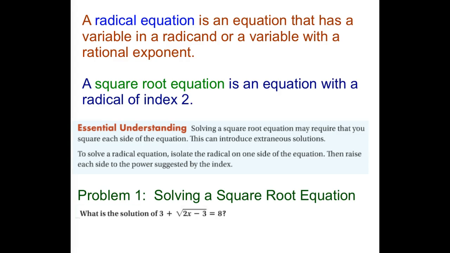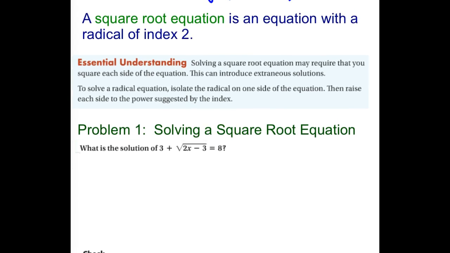It says a radical equation is an equation that has a variable in a radicand or a variable with a rational exponent. Okay, so again, there's a variable inside your square root symbol, or you have x to some fraction power. A square root equation is an equation that has a radical of index 2.